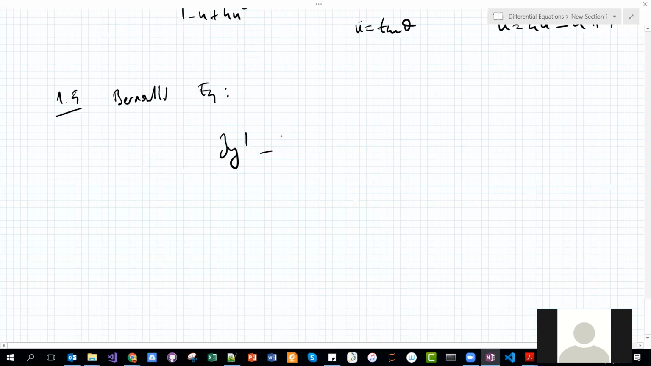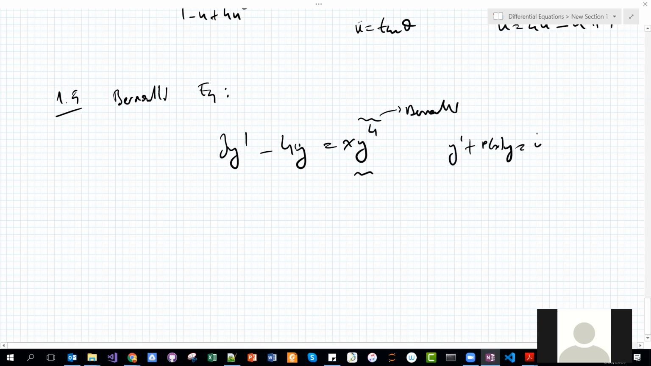3y' - 4y = xy^4, right? As you see, it is almost linear except for this term. Since I have this term, it makes this problem a Bernoulli equation. Bernoulli is the equation where you have y to the n on the right-hand side. If you remember that one, let me remind you of the Bernoulli equation: q(x) y^n. This is Bernoulli, guys.